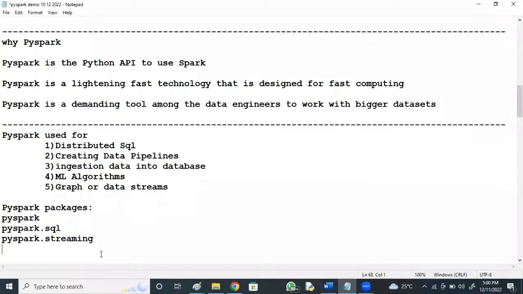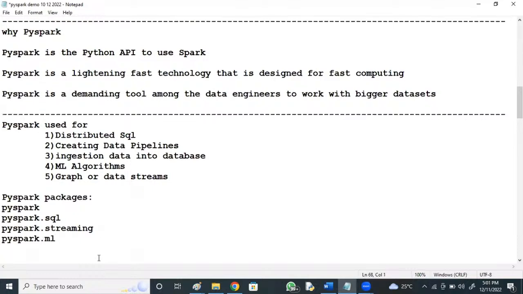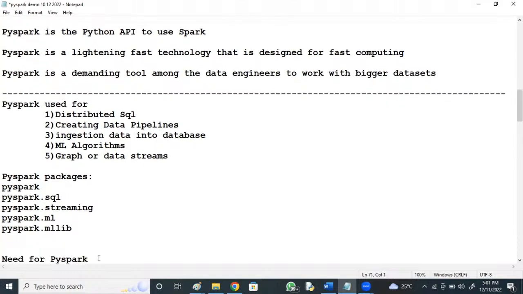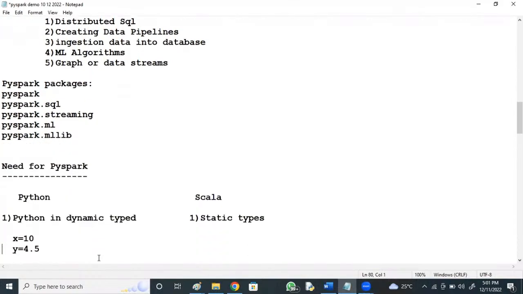Also, Python is mostly chosen, where Python itself has got many modules for machine learning, like Pandas, Matplotlib, NumPy, SciPy, Scikit-learn. But still PySpark has got PySpark.ml, which has many modules and functionalities, and even PySpark.mllib, right?